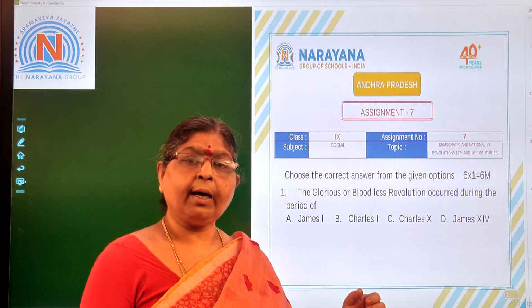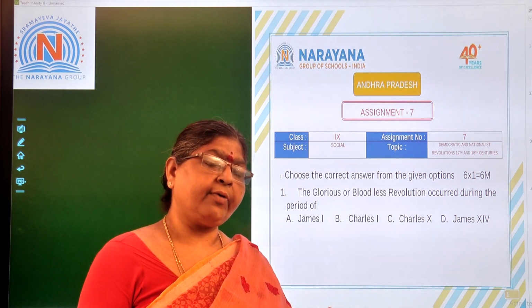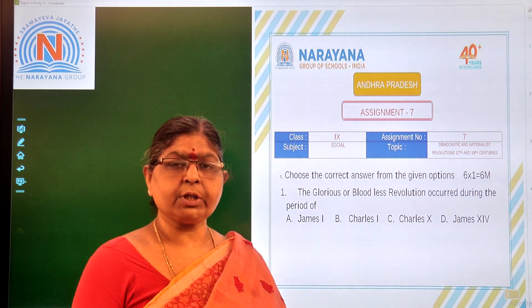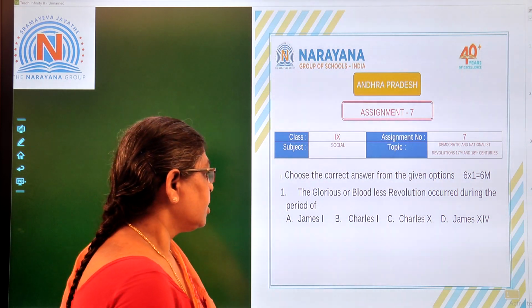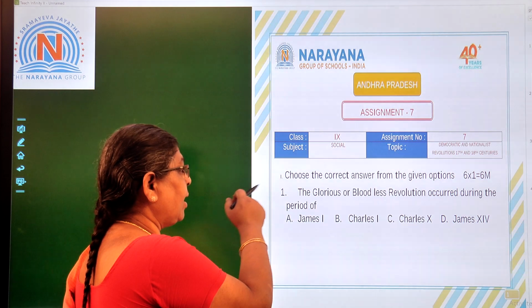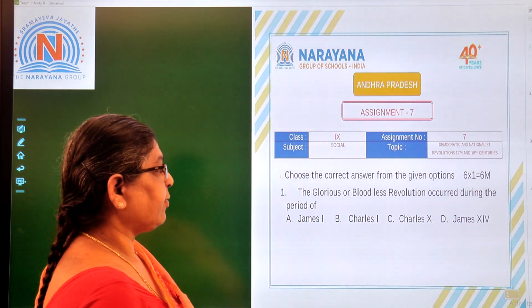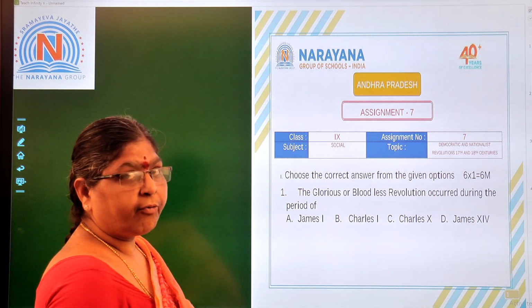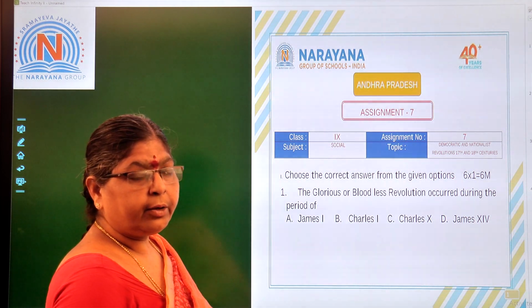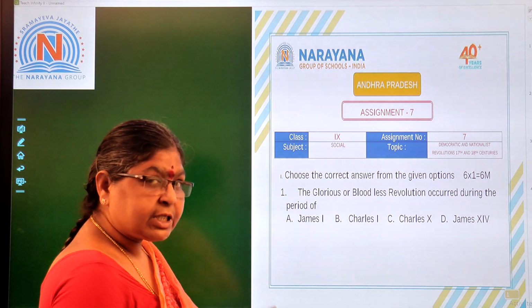And what are the revolutions that we have learned today? We have learned about the Glorious Revolution and the American Revolution. 2 revolutions we have learned today. So what is the first question? See the first question, choose the correct answer from the given options. The Glorious or Bloodless Revolution occurred during the period of which ruler?